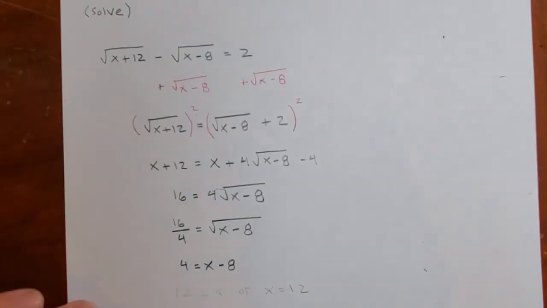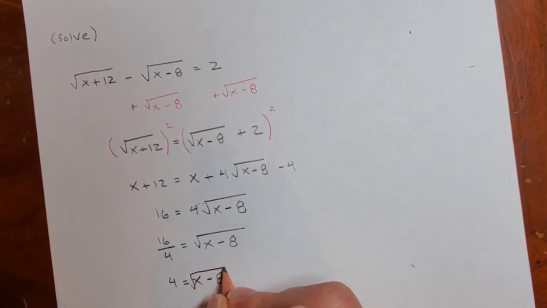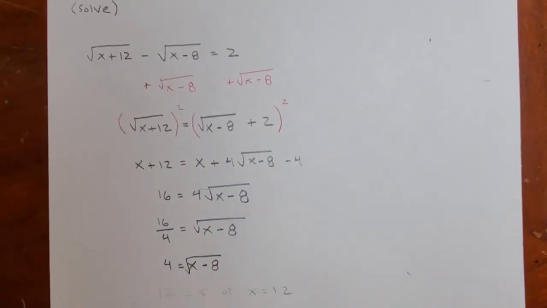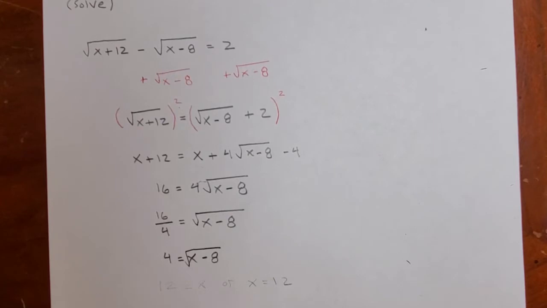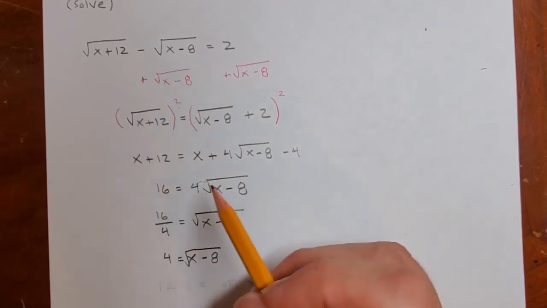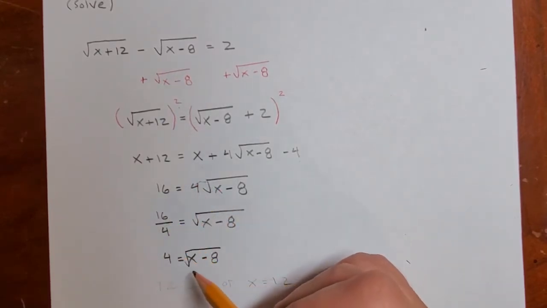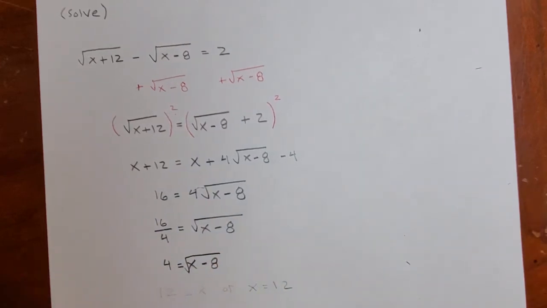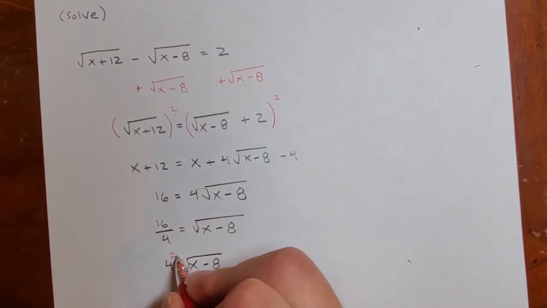So when I divided by that 4, it did not make the root go away. All right, so I divide by the 4, I get 16 over 4 is 4, and that's root x. Okay, so now we'll square both sides again.